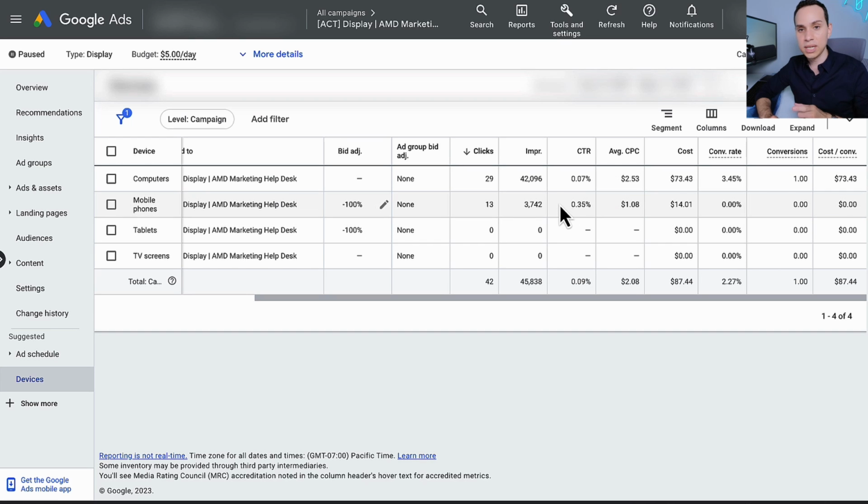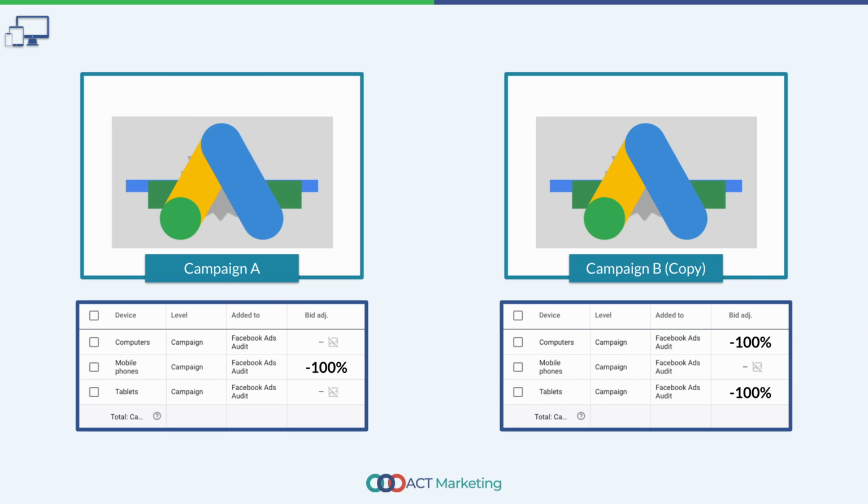You can actually come in here and decide, hey, you know what? Why don't we in one campaign, we're going to take away desktop, right? And then in the other campaign, we're going to take away mobile. So you essentially have two campaigns that are almost identical to each other. The only difference is the devices that they are targeting.